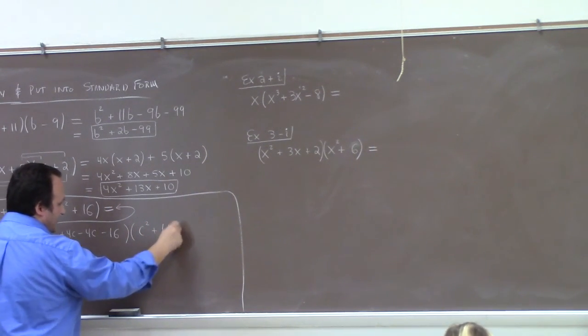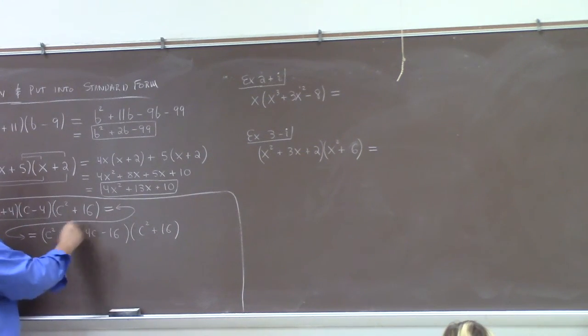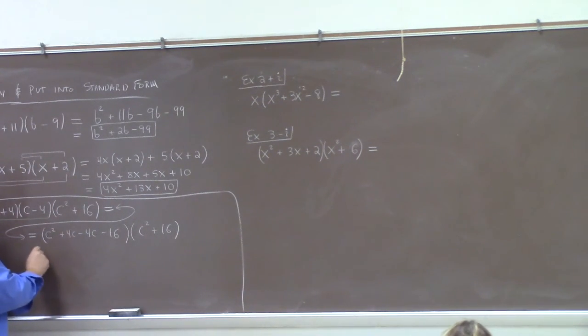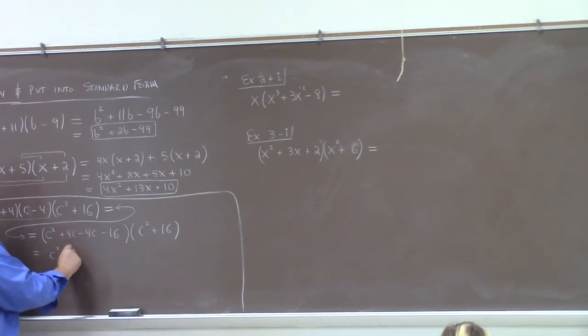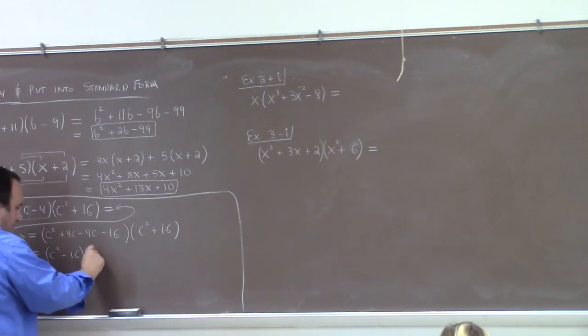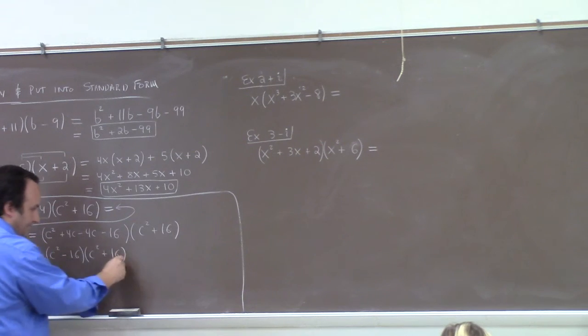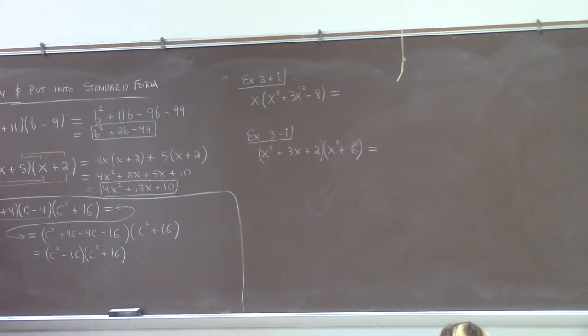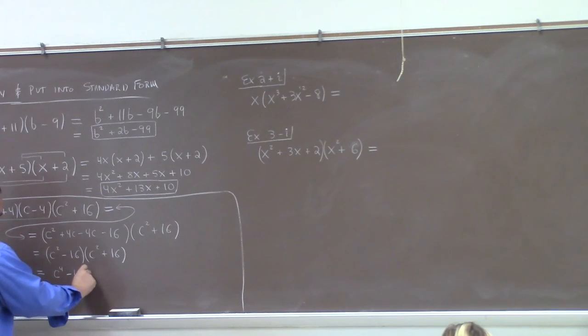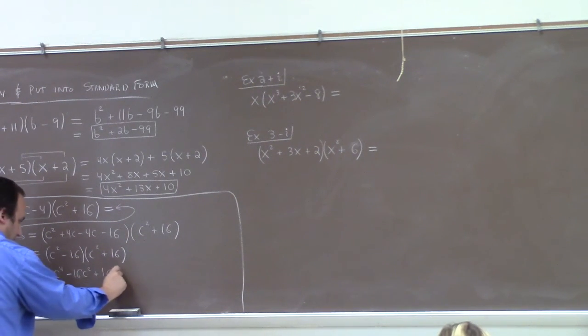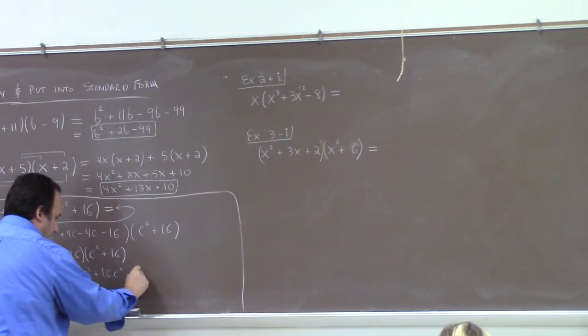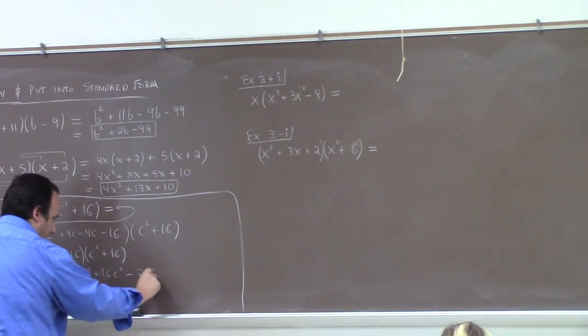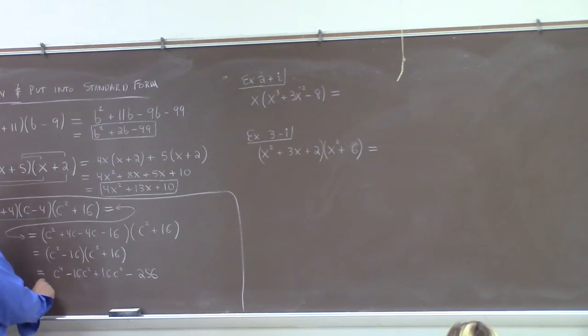And so, of course, what happens there is these guys cancel, and we're just left with c squared minus 16 times c squared plus 16. And then we can FOIL again, right? So yes, c to the fourth minus 16c squared plus 16c squared minus 256, right? And that is equal to?